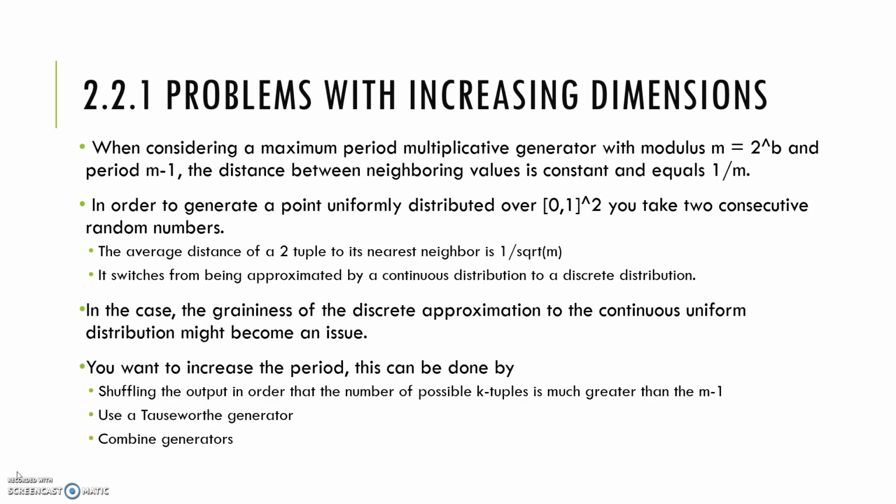So basically, to avoid this issue, you want to increase the period. And this can be done in a number of ways, but three of the main ways are shuffling the output so that the number of possible k-tuples is much greater than n minus 1. You can also use a Tausworthe generator, or you can combine generators. So that's how you take care of the problem of increasing dimension.